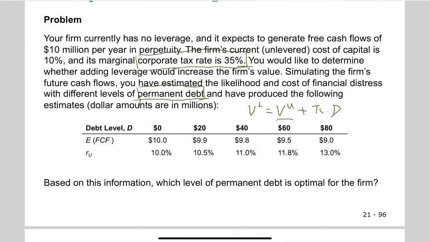And how do you calculate VU? Well, the problem says you have these cash flows. And we also have the unlevered cost of capital. So basically you can see that VU will be equal to 9.8 divided by 11%, right? Because this is essentially valuing a perpetuity. And then you can get numbers at all other debt levels.